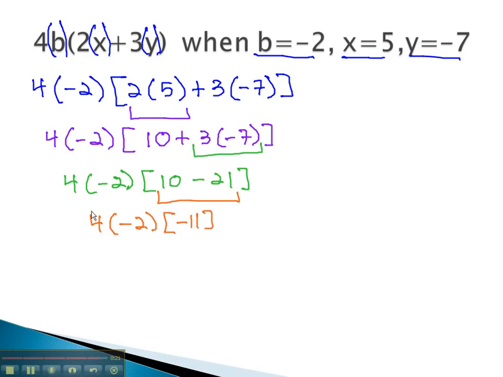We can finish by multiplying from left to right. 4 times -2 is -8 times the -11, which will give us positive 88. To simplify, we can replace the variable with the number it represents and simplify what's left.